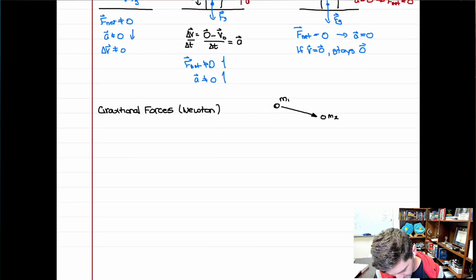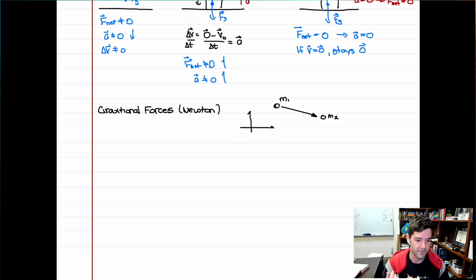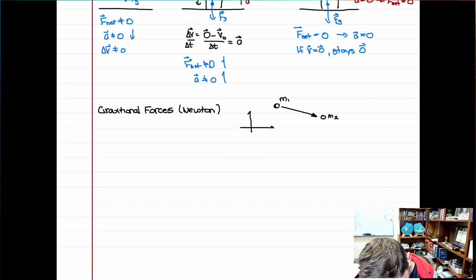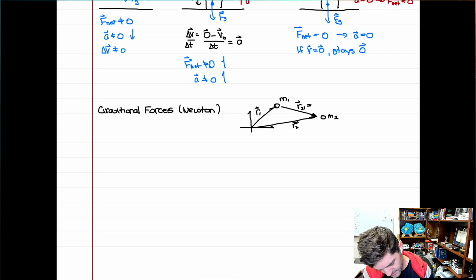Now what I should do is lay down a coordinate system first. So here's my coordinate system and my origin. The axes give me a sense of what I'm calling the positive direction in this case. In which case I can write a position vector for mass 1. I can write a position vector for mass 2. And then this here I might call the vector r 2,1, which, if you remember, points from 1 to 2, or to mass 2 from mass 1.